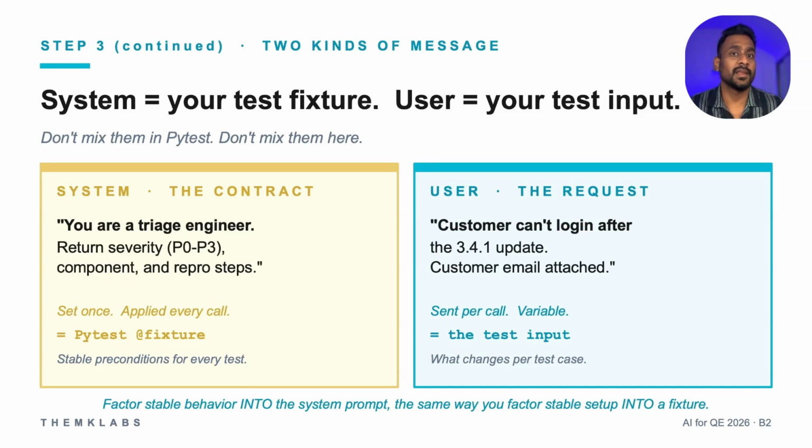And here is a discipline. You wouldn't mix your fixture and your test input in PyTest, so don't mix them here either. Factor the stable behavior into the system prompt the same way you would factor a stable setup into a fixture. Do that and two things get cleaner at once, your test code and your prompt.